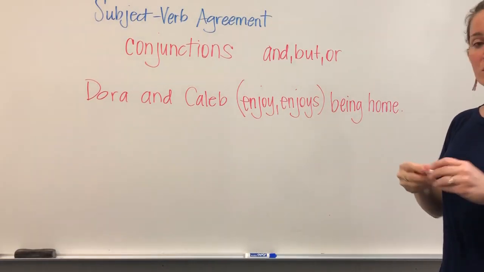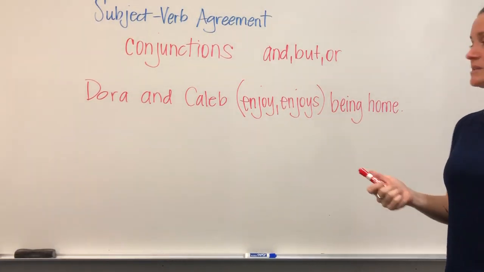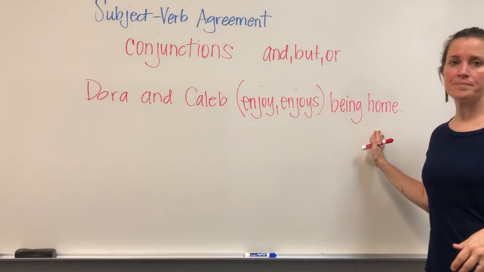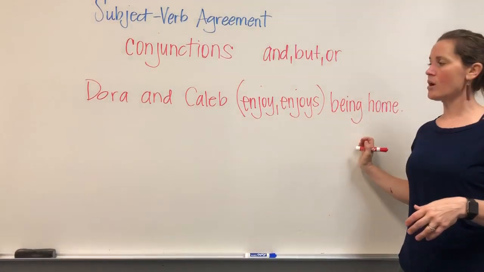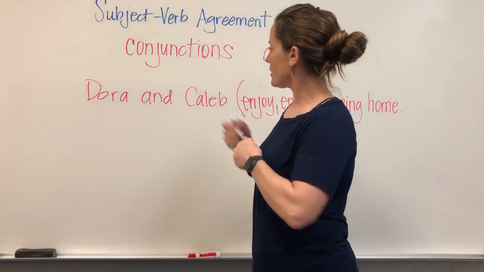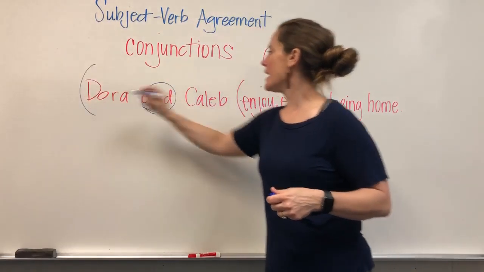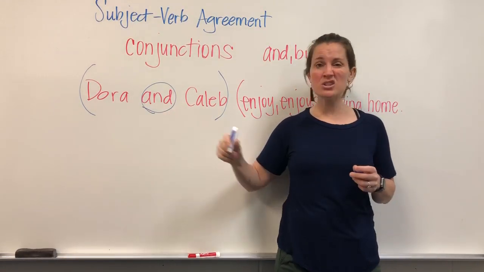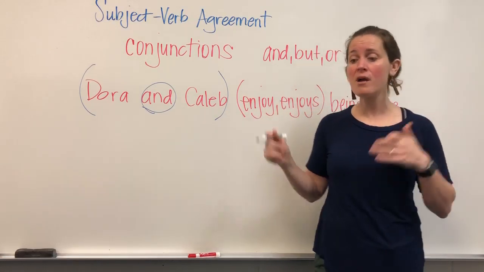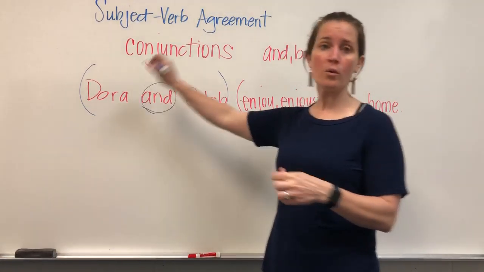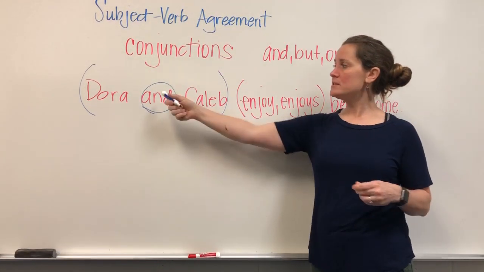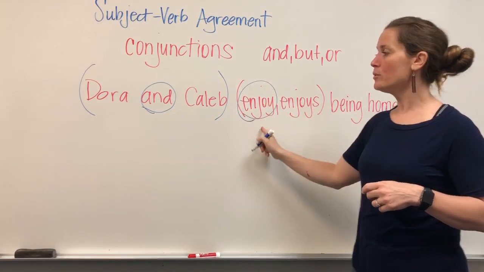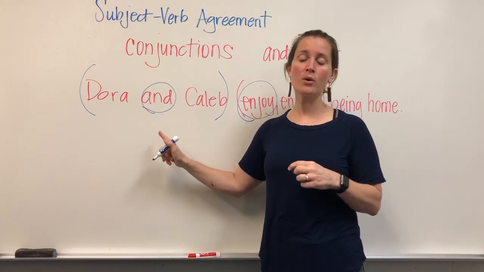Okay, if we were to look at this like we did when we were learning about prepositional phrases, and we say, let's just look at Caleb. Well, Caleb enjoys being home. If we just look at Dora, Dora enjoys being home. But this and is combining our subject. So while we have two singular subjects, our conjunction is combining them, so we end up with a compound subject, or a plural subject. So now this is plural. Dora and Caleb enjoy being home. Enjoy is our plural verb to go with our plural subject.